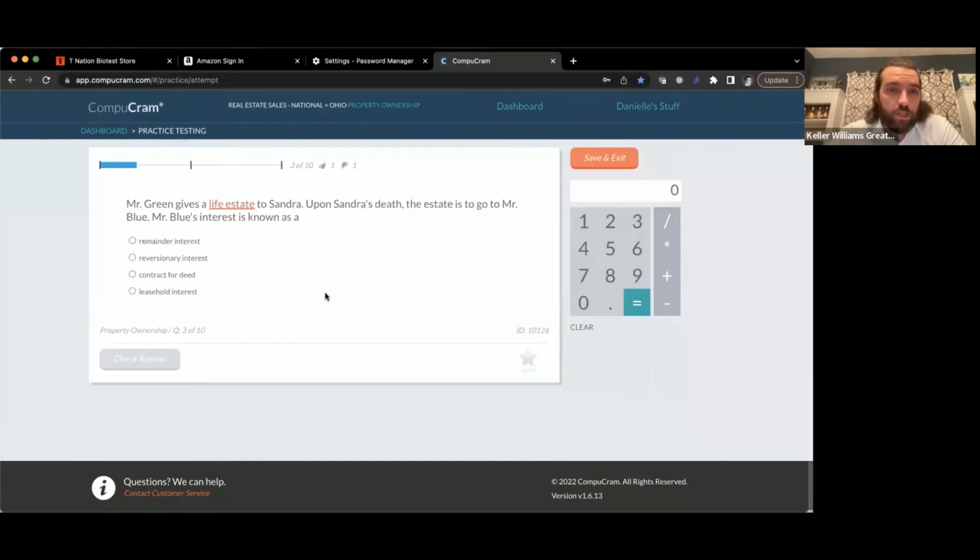Question number 3. Mr. Green gives a life estate to Sandra. Upon Sandra's death, the estate will go to Mr. Blue. Mr. Blue's interest is known as what? Is it A, a remainder interest, B, a reversionary interest, C, a contract for deed, or D, a leasehold interest?